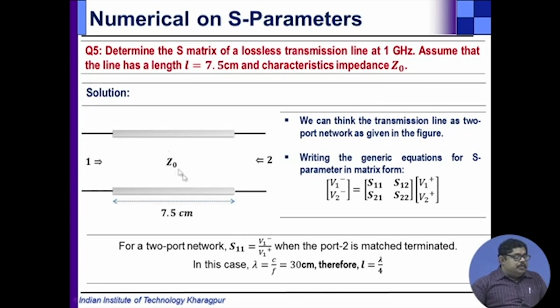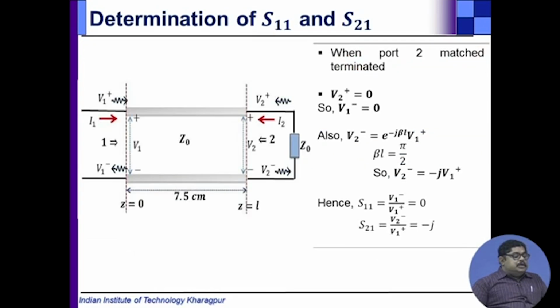A transmission line is obviously a 2-port network. So the S parameter is like this, this is the definition. Now, for a 2-port network, S11 is this when port 2 is match terminated. In this case, 1 gigahertz means lambda will be 30 centimeter, and 7.5 centimeter means it is a lambda by 4 line. So, electrical length will be how much? Beta into L, beta is 2 pi by lambda, the phase constant. So beta L will be pi by 2, that means a quarter wave line. Remember, it has an electrical length of pi by 2, 90 degree.